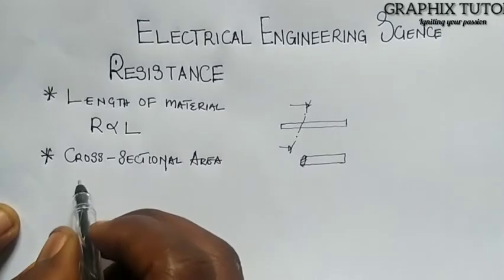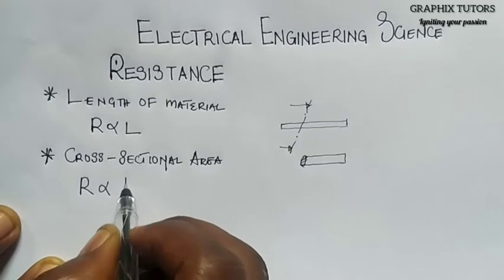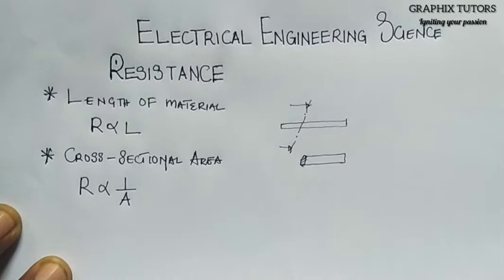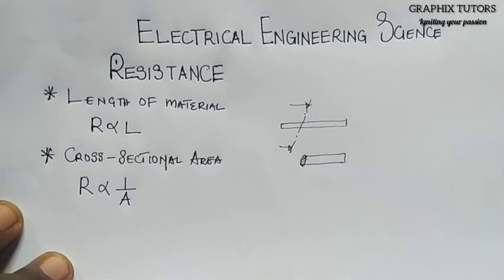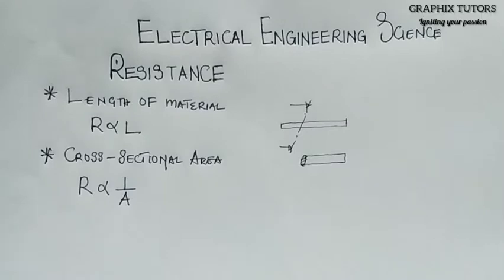So we say that the resistance is what? Inversely proportional to what? The area of the material. So the bigger, the thicker the conducting material, the smaller the resistance, and the smaller the conducting material in terms of thickness, the bigger the resistance, right?